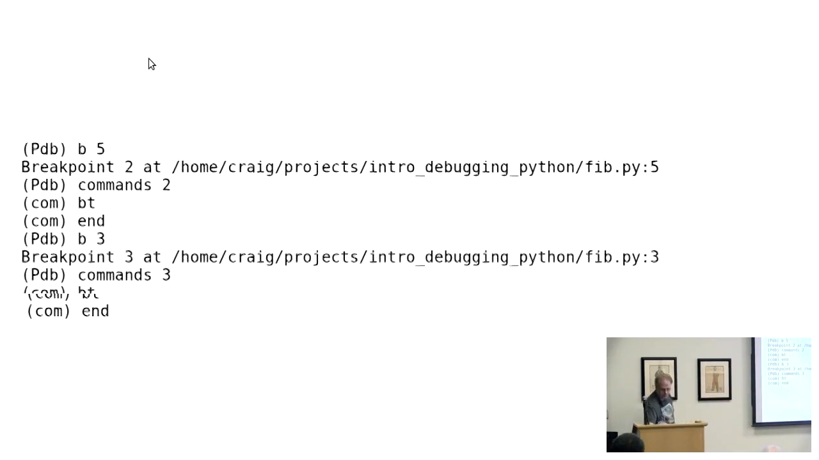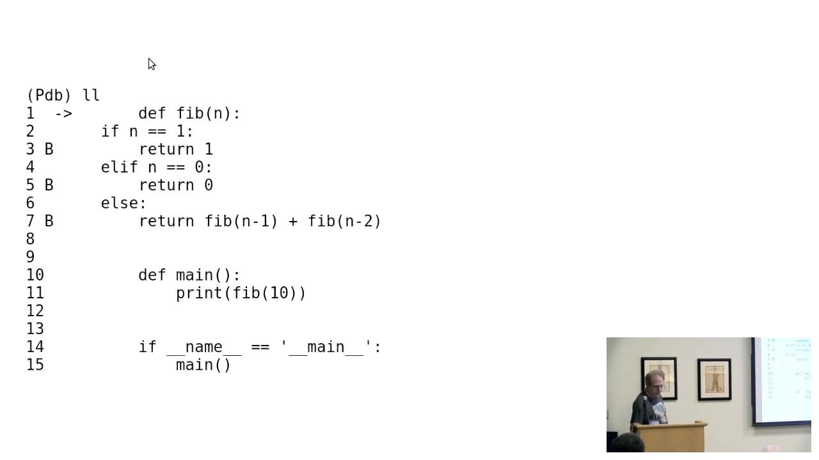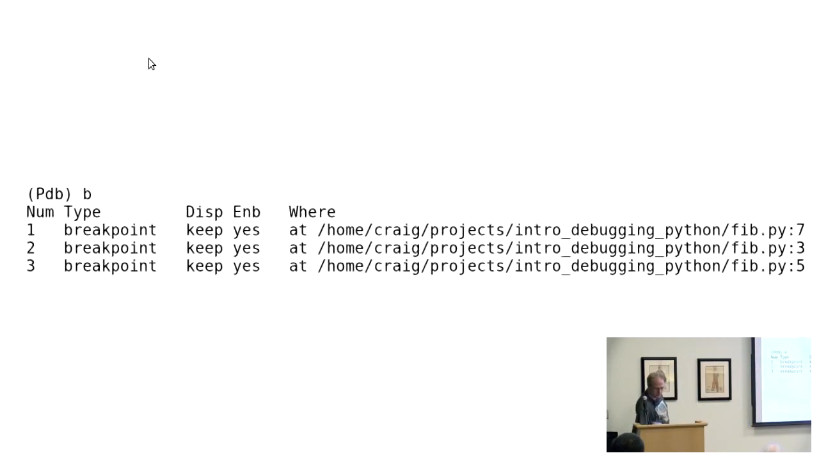What does that look like? If I do a list, it will show the breakpoints at each of these positions. If I do a b, it will show these breakpoints as well. It says this is where the line is at, and it's also enabled, it's keeping it, etc.